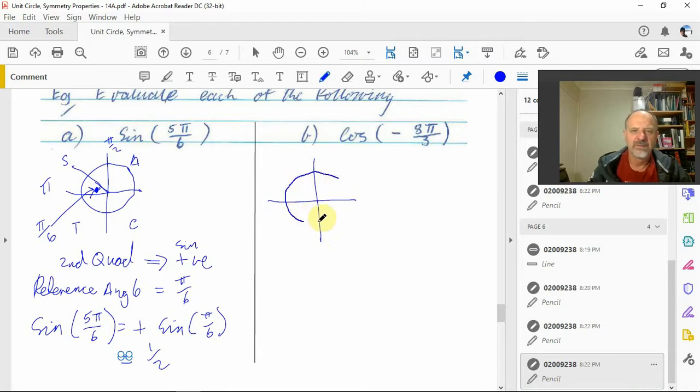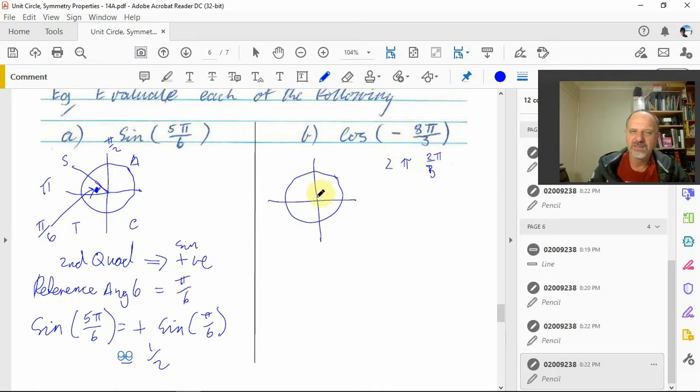All right, there we are. Negative 8 pi on 3. So 3 goes into 8 twice, so that'll be 2 pi's, and then we've got 2 left over, so 2/3 of a pi. All right, and the minus.